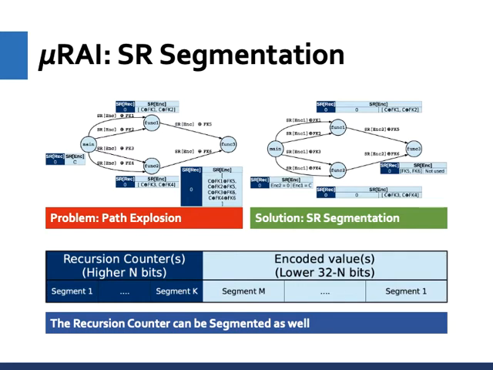To solve this problem, MuRai splits the state register into multiple segments. They are used alternatively, so it can eliminate some unnecessary FIDs. Similarly, the recursive counter can also be segmented.